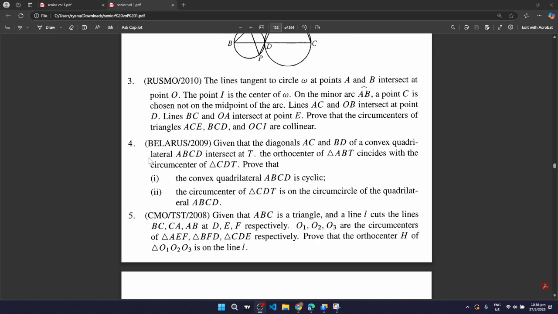So now we'll be looking at problem 4 of chapter 15 of volume 1. Given that diagonals AC and BD of a convex quadrilateral ABCD intersect at T, the orthocenter of ABT coincides with the circumcenter of CDT. Prove that first, the convex quadrilateral ABCD is cyclic, and also the circumcenter of CDT is on the circumcircle of the quadrilateral ABCD.